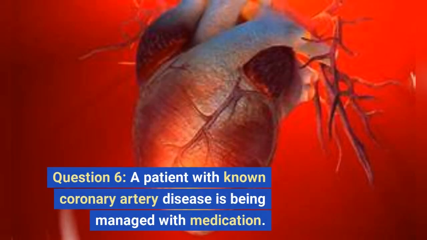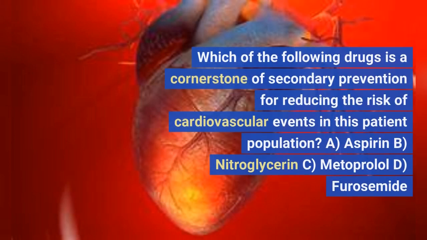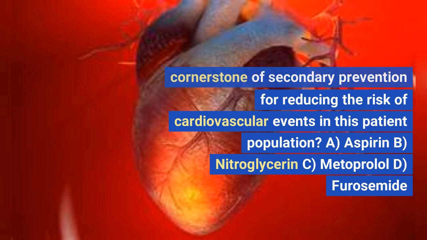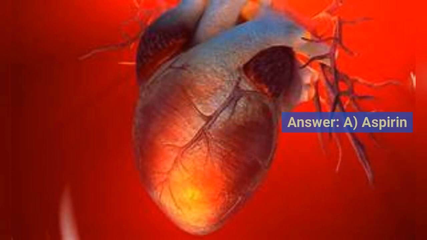Question 6. A patient with known coronary artery disease is being managed with medication. Which of the following drugs is a cornerstone of secondary prevention for reducing the risk of cardiovascular events in this patient population? A. Aspirin. B. Nitroglycerin. C. Metoprolol. D. Furosemide. Answer: A. Aspirin.